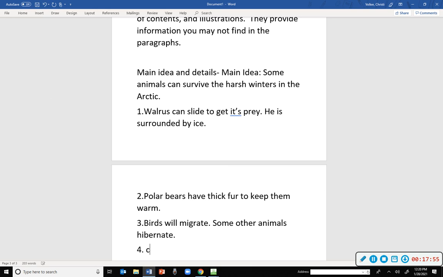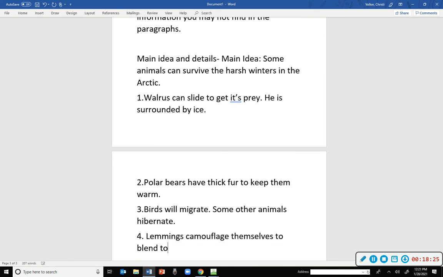Y'all know about camouflage? Yes. Camouflage. Can you think of any animals in the story that it talked about camouflage to hide from predators? Bunnies. What else, Kelsey? Lizard. Yeah, but they're not in the Arctic. One of those little lemmings. Yes. Good. They camouflage themselves to blend in to the winter environment. They're called lemmings. I'll show you a picture.